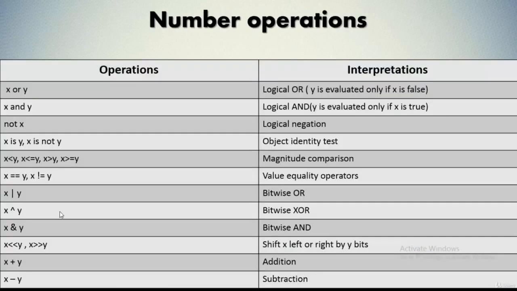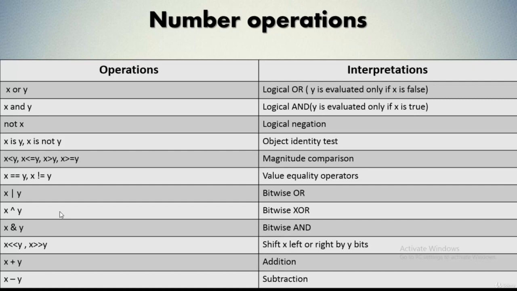Then we have various operations which we can perform over our number types inside Python. The first being x or y, the OR operation, which we call the logical OR operation. What this operation does is, when you apply the OR operation over two number data types x and y, y is evaluated only if x is false, which means that the answer will come out to be false only when both x and y are false. Even if any one of them is true, the answer will evaluate to true.